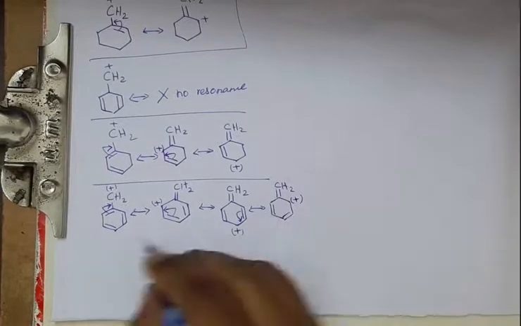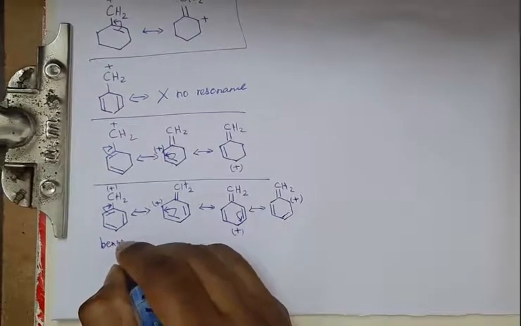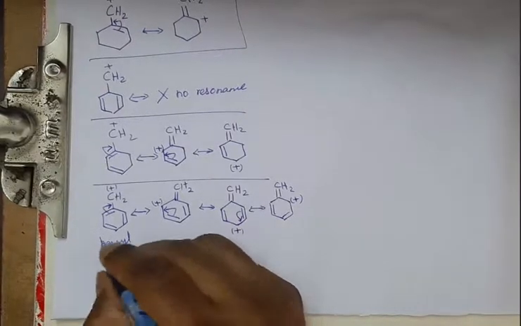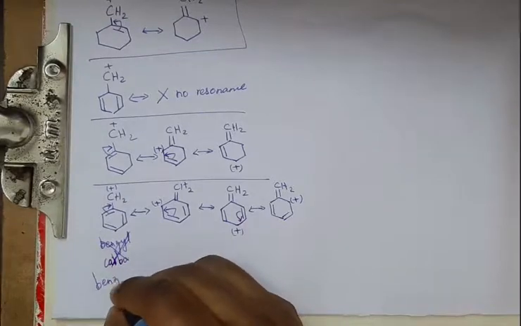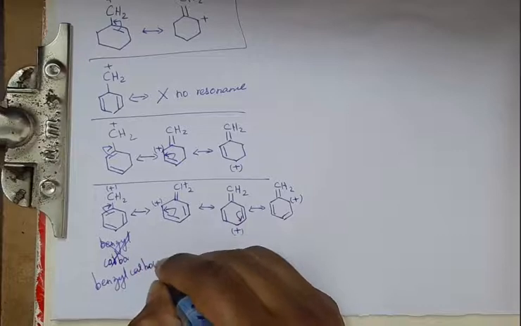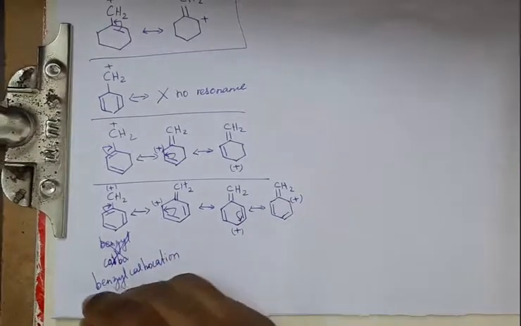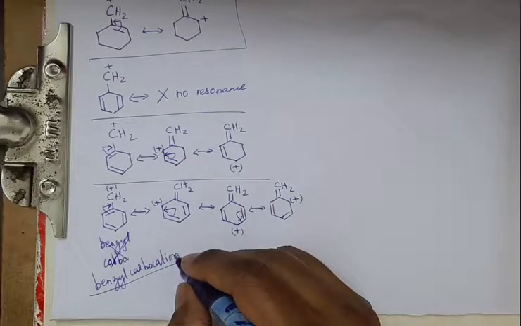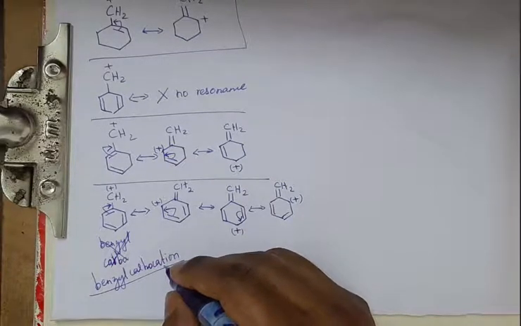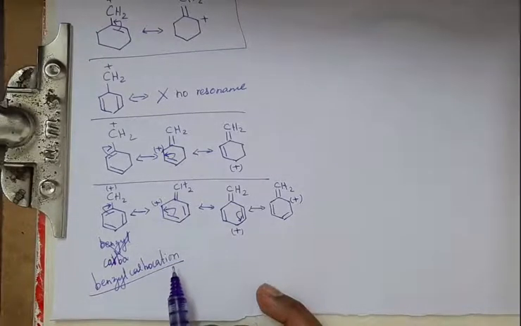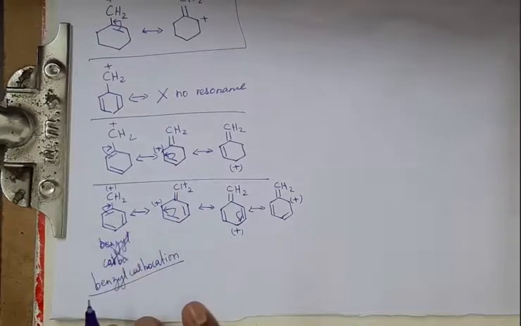So this is a very important cation called the benzyl carbocation. It's a very stable structure. You will see this often in your organic chemistry course. Benzyl, okay, benzyl carbocation.